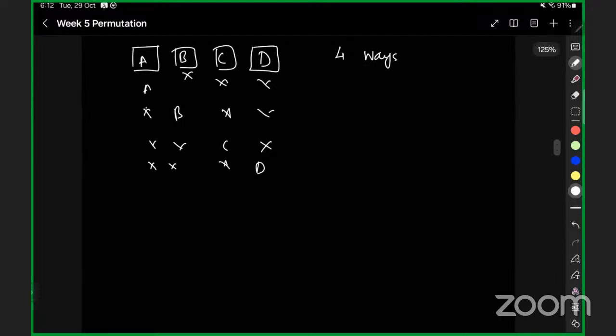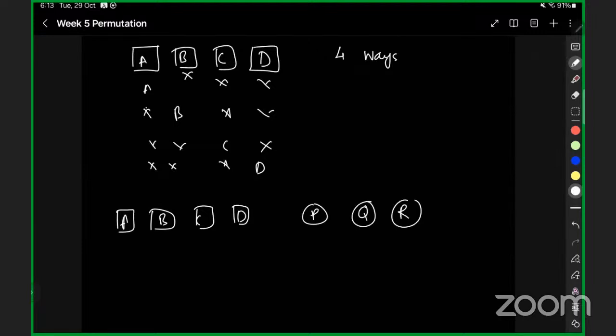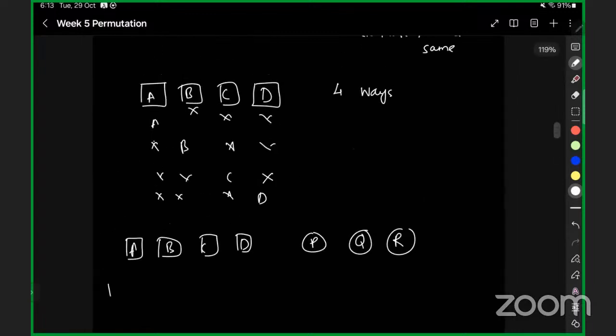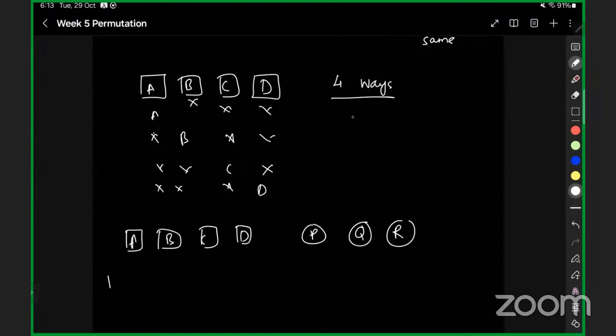Same way, let's say you have a different kind of thing. Let's say you have boxes C and D, and you have circles P, Q, and R, circles and boxes. If I tell you that you have to select one box, that is four ways, and that is what the addition rule is: you have four distinct things here and you want to select one. Either you can choose A, or B, or C, or D. That's how you get four, that is 1 plus 1 plus 1 plus 1 equals 4.